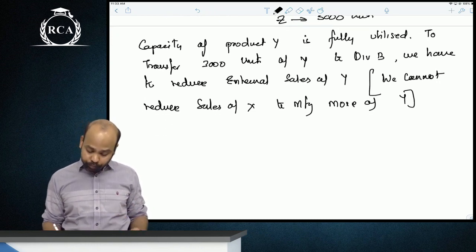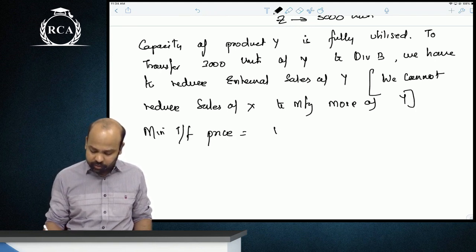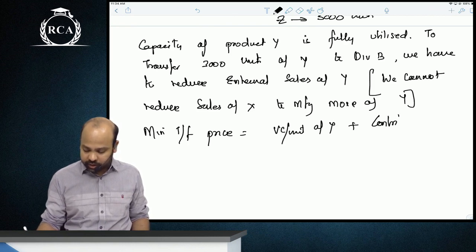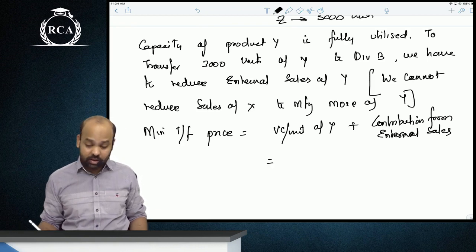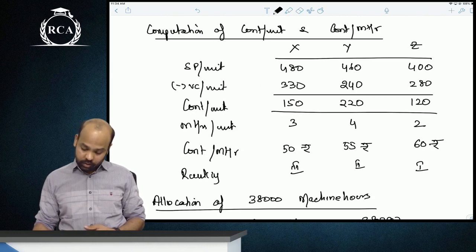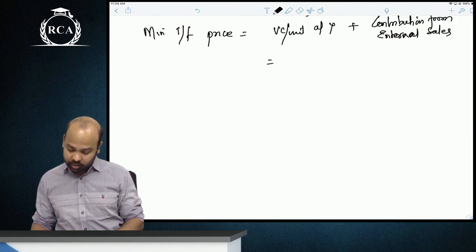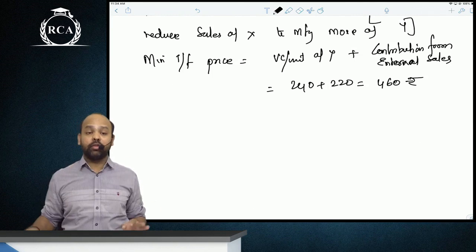Good, guys. So this brings me to the concept of minimum transfer price. Minimum transfer price will be variable cost per unit of Y and the contribution from external sales. Won't you want to recover your contribution from external sales? Yes, sir. Of course, we will want to recover contribution from external sales. That contribution from external sales is 220 rupees. Variable cost is 240. So this is 240 plus 220. Minimum transfer price is 460 rupees. This explains the concept of minimum transfer price.